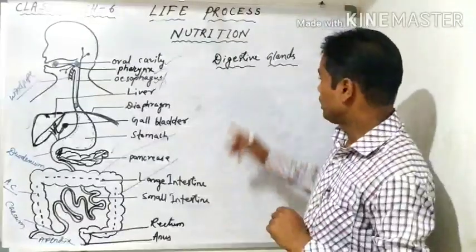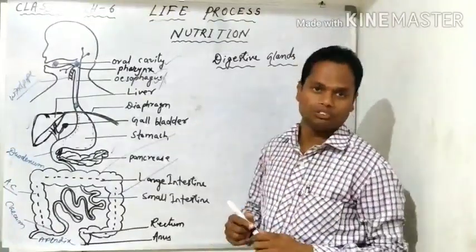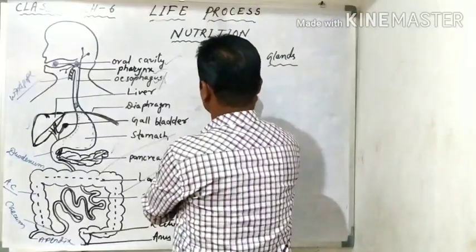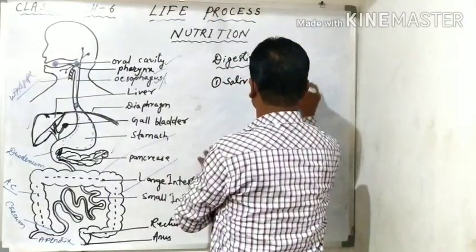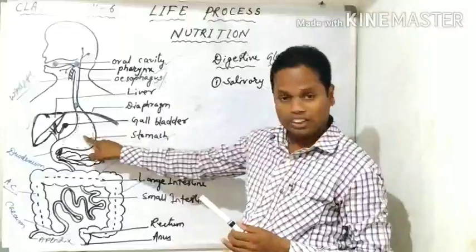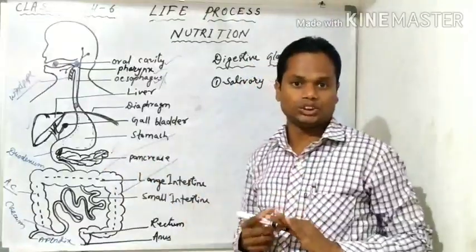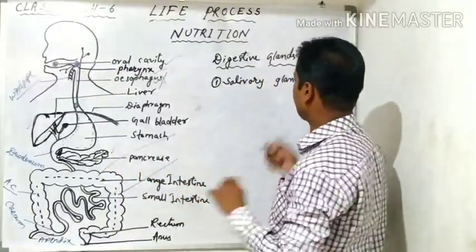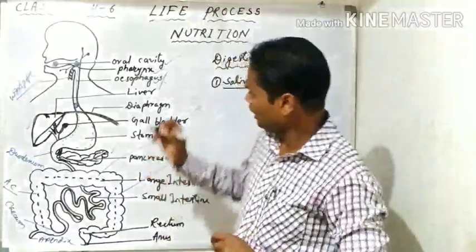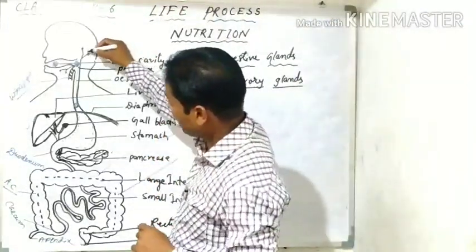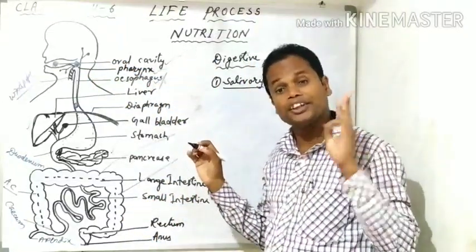Let's discuss now the digestive glands. Mainly, four types of digestive glands you will study. Number one is the salivary glands, second is the gastric glands, third is the liver, and fourth is the pancreas. Let's first discuss the salivary glands. Salivary glands are present inside the mouth. You see, everybody, I have made small bud-like structures. Three pairs of salivary glands are found inside the mouth.